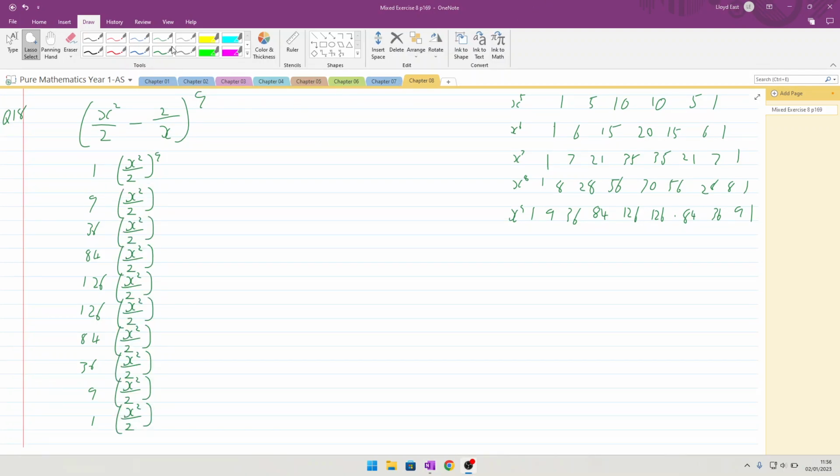Okay, so to save time on the video, I have just copied and pasted my x squared over 2, and it needs to be to the power 9 on that first term, but to the power of 8, 7, 6, 5, 4, 3, 2, 1, and 0 on the last term, and then on this one it's going to be the minus 2 over x. Okay, then I'm going to do the same, copy and paste it down, but these run in the opposite order, 0, 1, 2, 9.